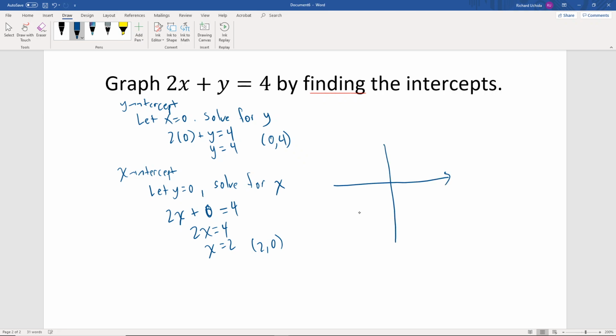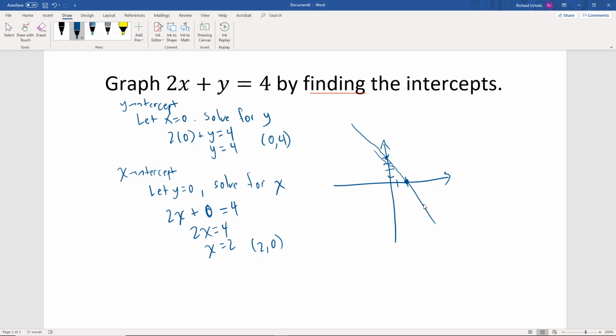Again, giving a rough sketch, we'd have the point (2, 0), that would be our x-intercept, and the point (0, 4), that's our y-intercept. Connecting the dots, that would be a rough sketch of the graph.